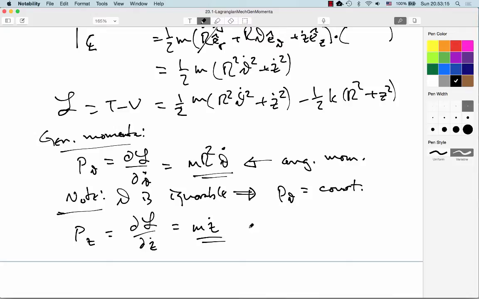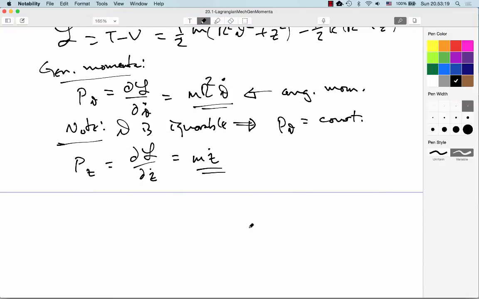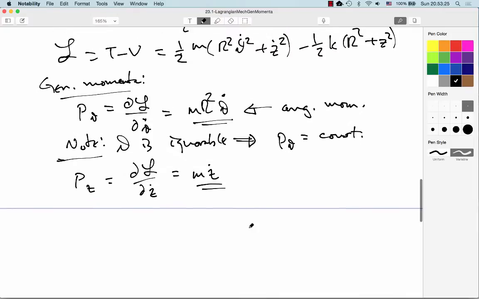All right. So let's go ahead and confirm that, yes, indeed, p theta is a constant. For pz, z is not ignorable, so we'll just note that. We expect that we'll have some equation to solve for the z component.